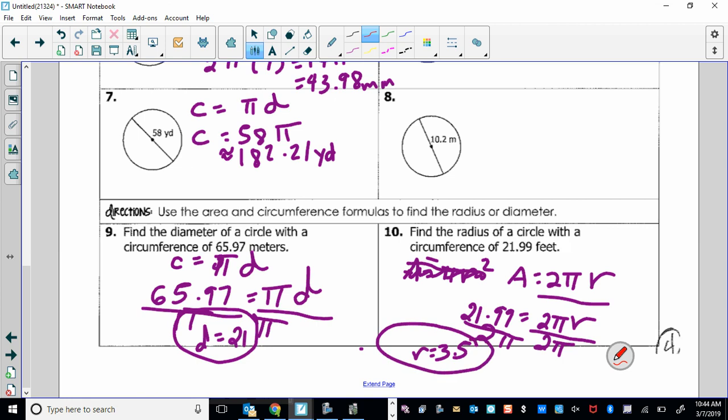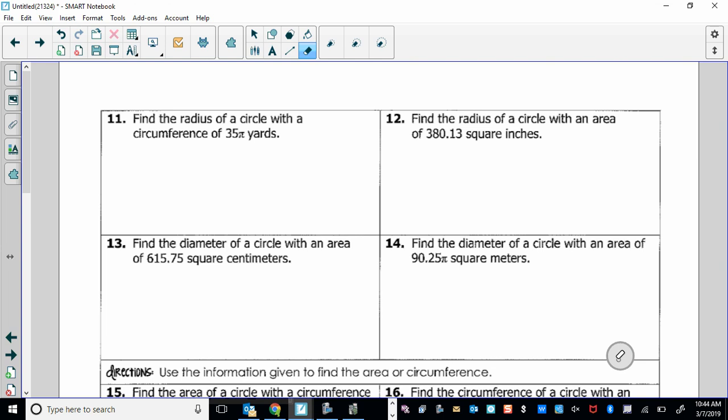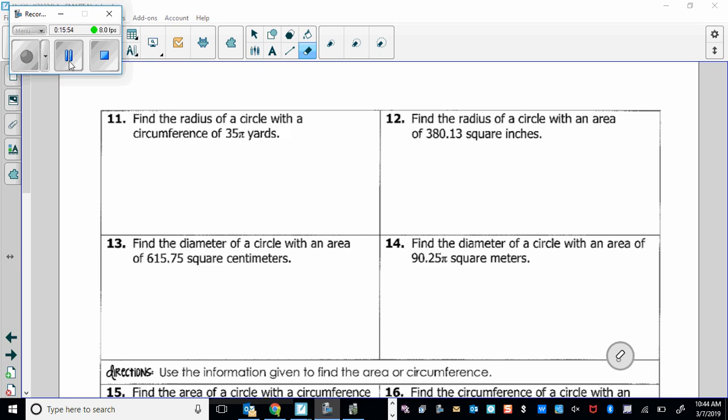Okay, so if you don't put the parentheses around it or you don't put in a fraction, you are going to get a wrong answer. So, find the radius of a circle. Circumference is given, so you guys can continue to work that. Now I'm going to do the area part, right? I'll just do 12, because that's where the area is given.